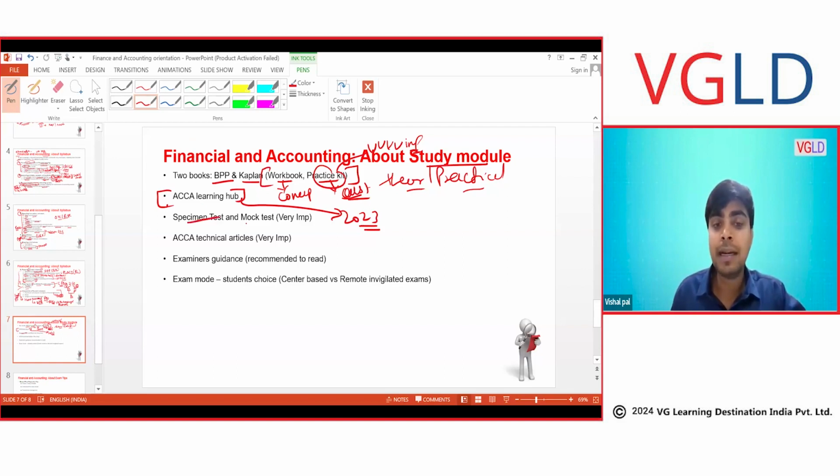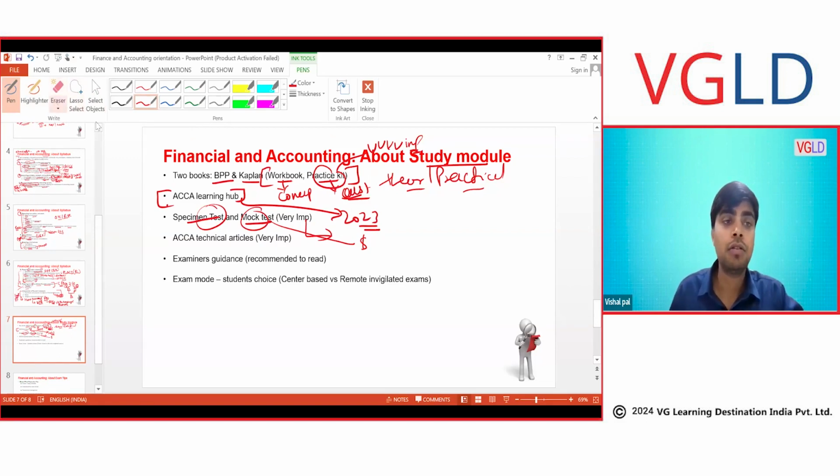Then there are the specimen test and mock test. Just to let you know, at knowledge level, you don't get mock tests free, unfortunately. ACCA doesn't offer mock tests free at knowledge level. Though they give you one specimen exam that is also available on the ACCA website. I will show you, don't worry. But for a mock test, you may need to pay, let's say, £10.